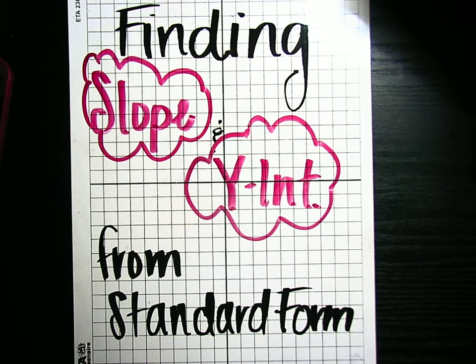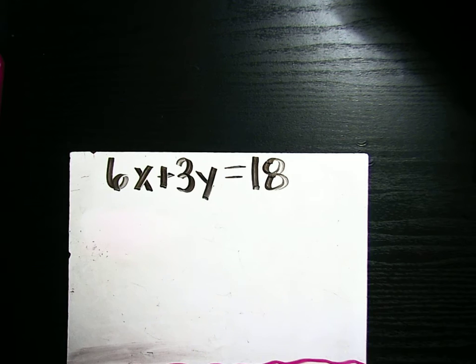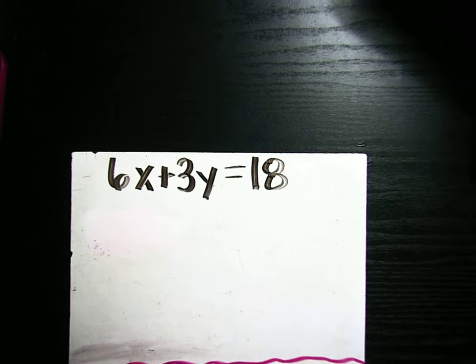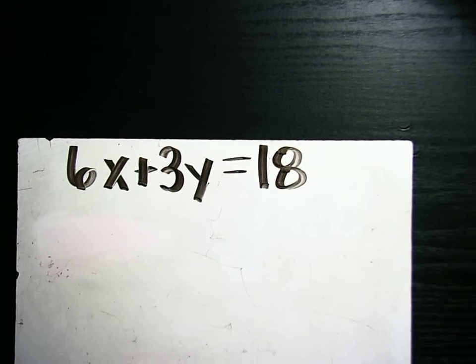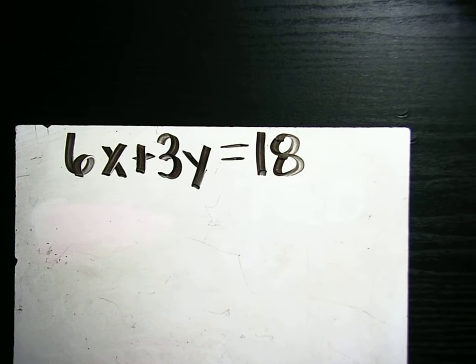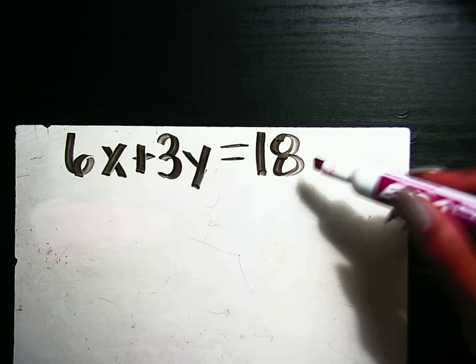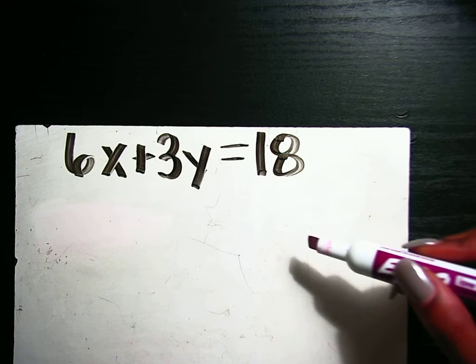In this video, we're going to take a look at how to find slope and y-intercept from standard form. So, standard form is pretty simple. It looks complicated, but it's honestly just a different way of writing slope-intercept form. The only difference is that we haven't solved for y yet. So to solve standard form, we are going to get this equation to look like slope-intercept form.